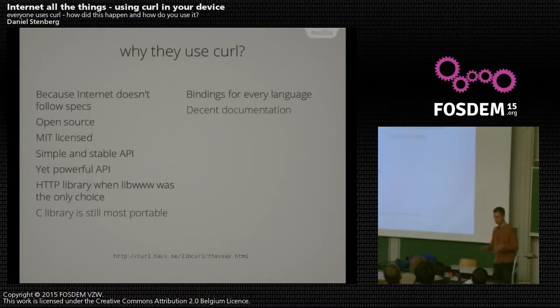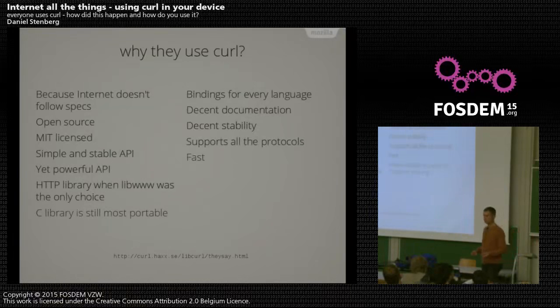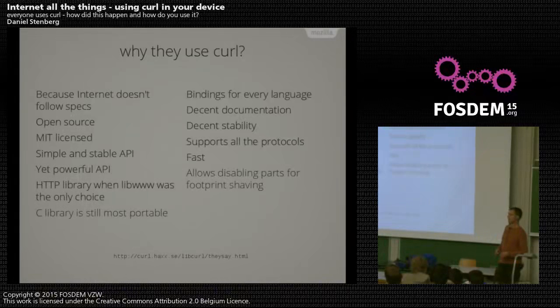And we have decent documentation, of course, and decent stability. We support all the protocols, basically everything you want to do over the internet as internet transport protocols. So if you want to transport stuff from a client, curl has it all. It's fairly fast too, basically because it's still C and not higher-level languages. You can also build your own thing to disable a lot of stuff, which of course makes it not exactly API compatible, but you can shrink the footprint to something pretty small and pretty specific for your needs.